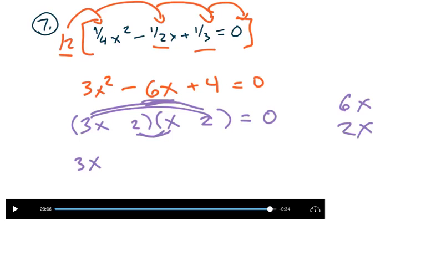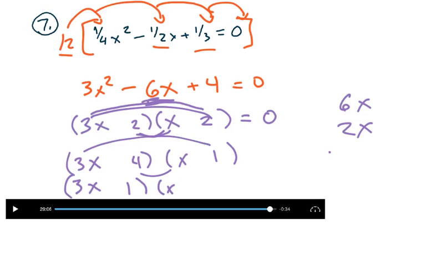But even if I tried 3x, say I put 4 here and x and 1, I'm going to get 3 and 4, and that's going to give me 7. Or it's going to give me 1. There's no way I'm going to get to 6. So that's not going to work. And if I flip it the other way, it's going to get way too big because I'm going to end up getting 12 and 1. So I can't factor this.